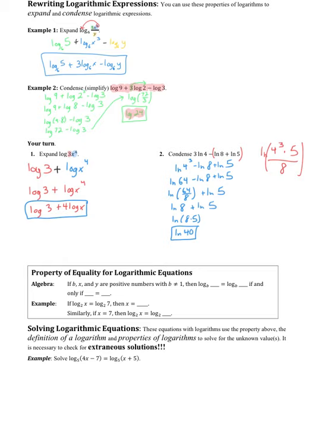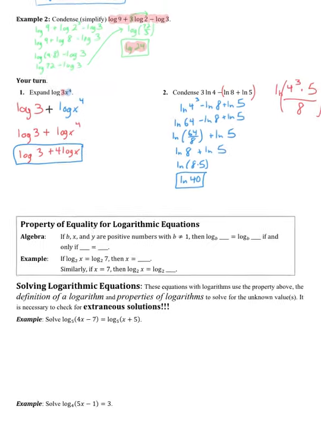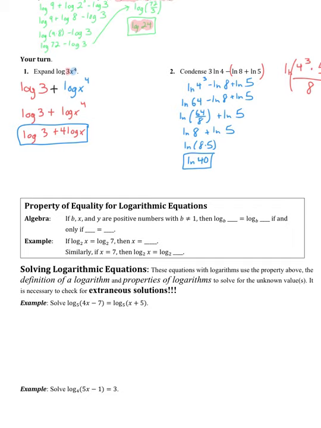Okay, so then we're going to look at solving logarithmic equations next. The first thing I want to talk about algebraically is called the property of equality for logarithmic equations. It sounds scary, but it's actually pretty cool and pretty easy. It says if b, x, and y are positive numbers where b does not equal 1, then log base b of x equals log base b of y if and only if x equals y. It's basically saying if I have the exact same logarithm with the same base on both sides of the equation, and that's all there is, then I can get rid of the logarithms and just say x equals y.